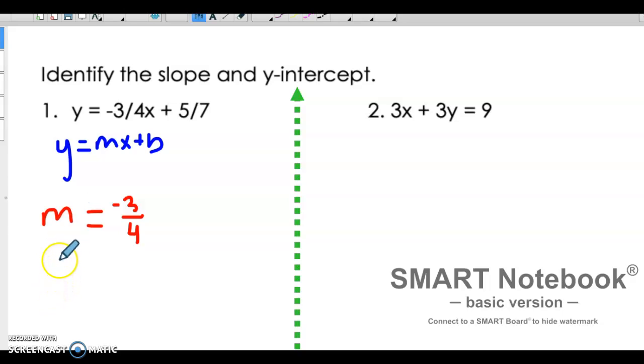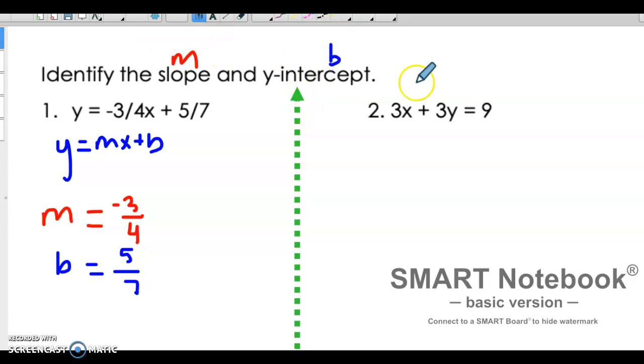So our y-intercept, which we're going to represent with b, y-intercept is the variable b, slope is the variable m. So our y-intercept here is 5/7. And that's it for the first problem. Number 2, we have the equation 3x plus 3y equals 9.